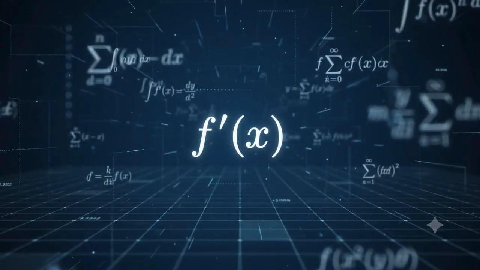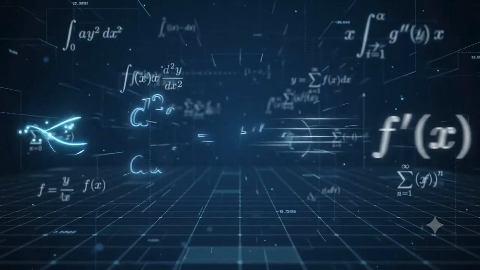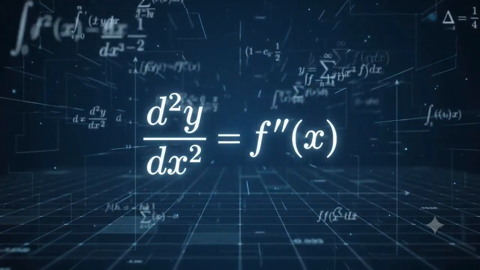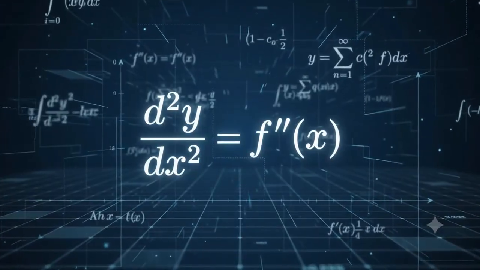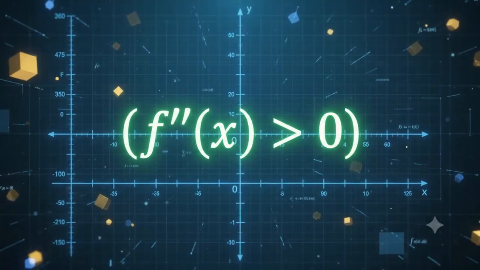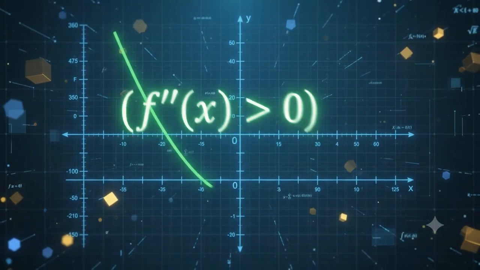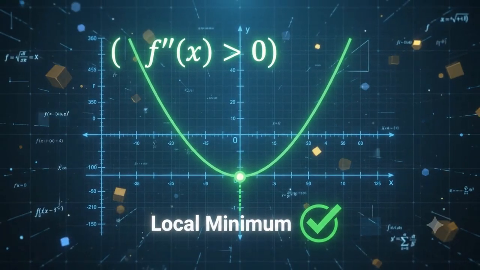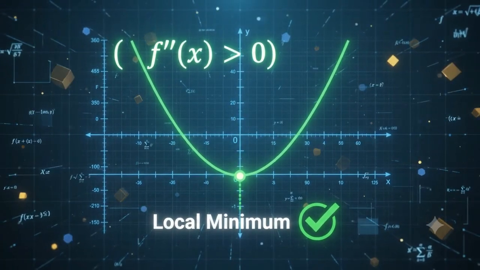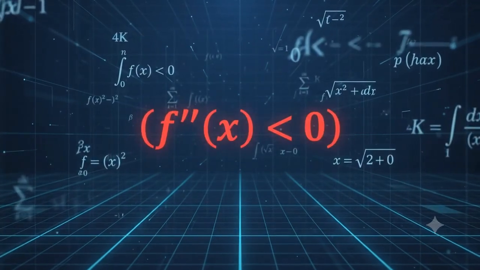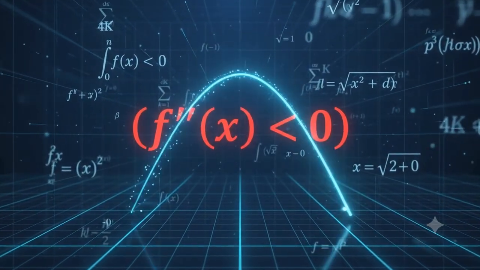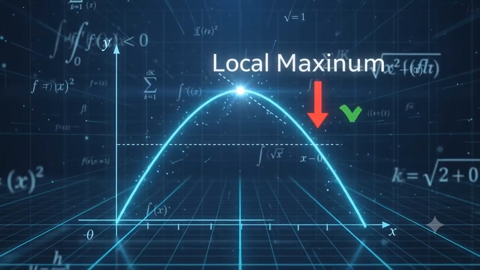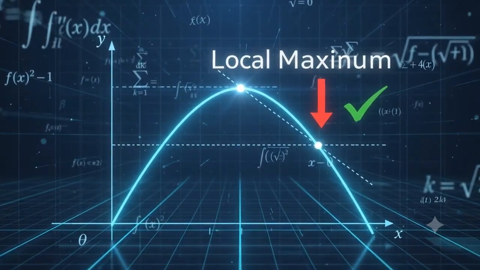Now differentiate the first derivative one more time to obtain the second derivative, written as f double prime of x. The value of this second derivative tells us the nature of the stationary point. If the second derivative is greater than 0, the curve is concave upward. This means the point is a local minimum, reaching its lowest value. If the second derivative is less than 0, the curve is concave downward at the stationary point. This tells us the point is a local maximum, because the graph reaches its highest value.